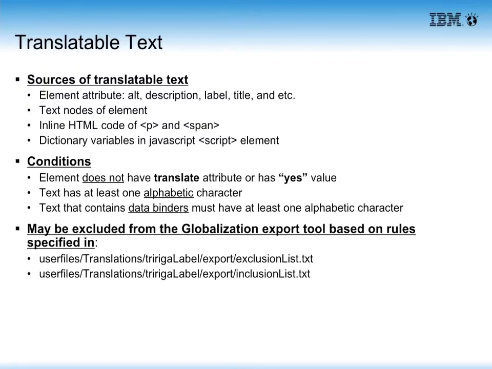Translatable text can be found from the value of known attributes of HTML elements, those global attributes, or custom attributes coming from the Polymer elements, or even from the custom TRIRIGA components. It can also be parsed from the text nodes of these elements. It can also be HTML markup when it is defined inside paragraph or P or span elements.